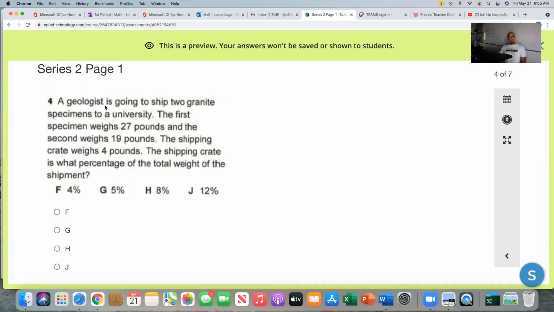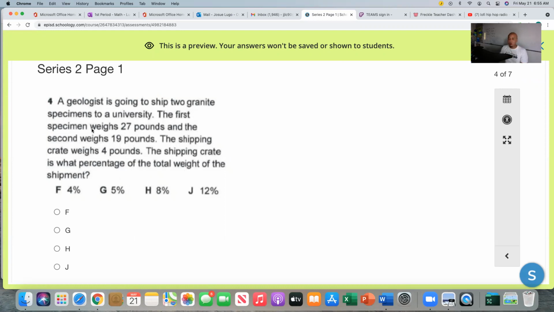Number 4, a geologist is going to ship 2 granite specimens to a university. The first specimen weighs 27 pounds and the second weighs 19 pounds. The shipping crate weighs 4 pounds. The shipping crate is what percentage of the total weight of the shipment?